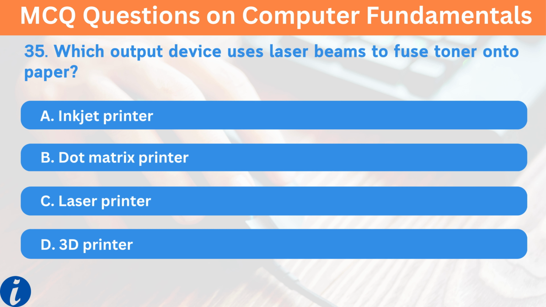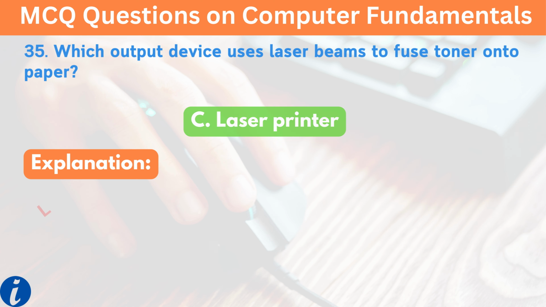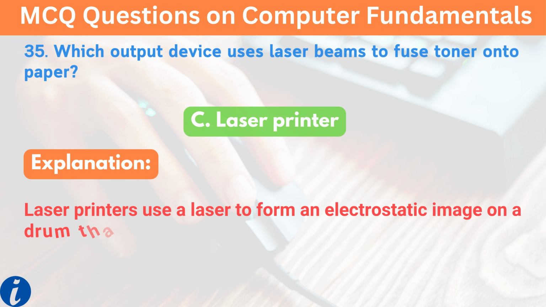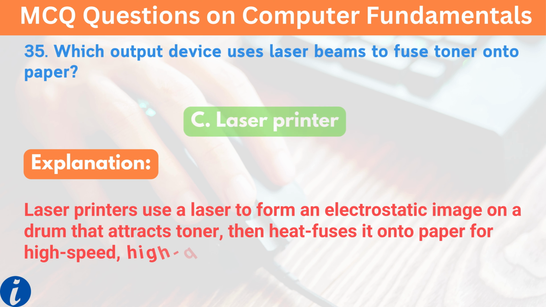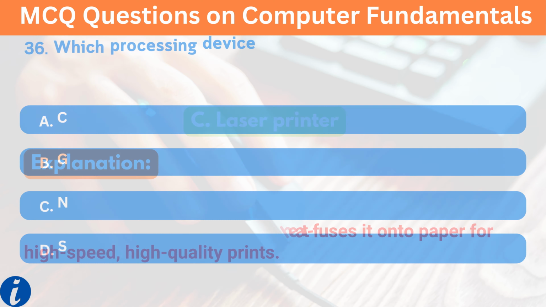35. Which output device uses laser beams to fuse toner onto paper? A. Inkjet printer. B. Dot matrix printer. C. Laser printer. D. 3D printer. The correct answer is C. Laser printer. Explanation. Laser printers use a laser to form an electrostatic image on a drum that attracts toner, then heat fuses it onto paper for high-speed, high-quality prints.